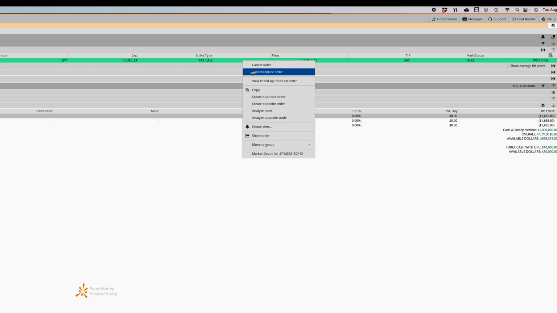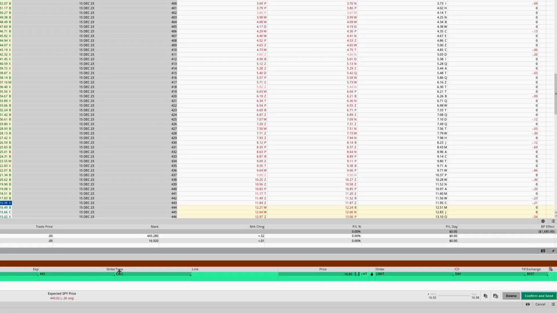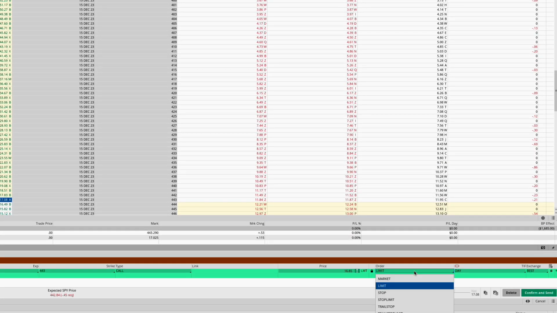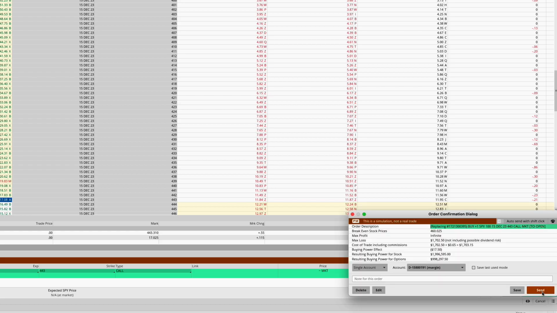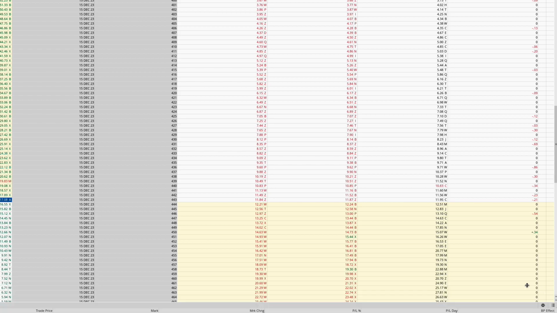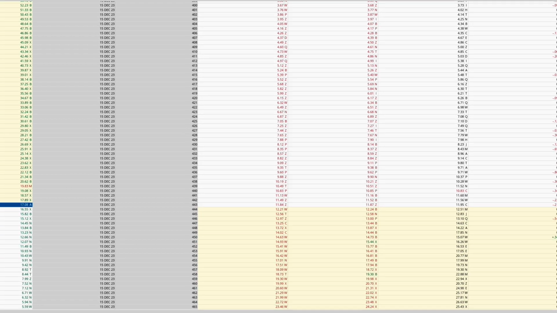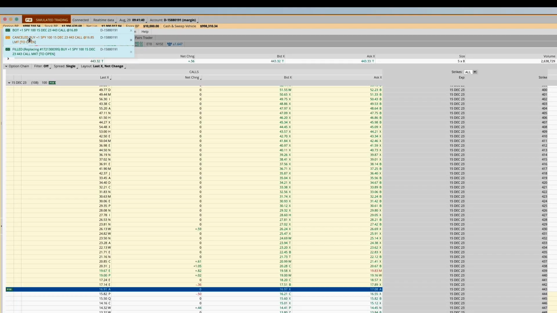Now let me cancel and replace so we can actually kick this off and you can see how it will work. Let's change this to market. I never use a market order unless I absolutely want it now, because you can see what's going to happen here. Let me hit send. You can see it canceled the first one, and as soon as I replaced it, it went ahead and filled.